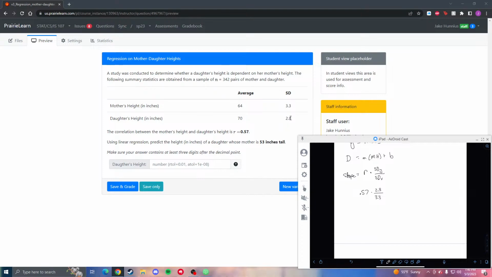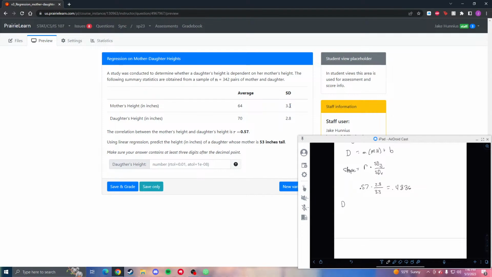And you know it's 2.8 and 3.3 because we're trying to predict the daughter's height. So that's our dependent variable, that's our y variable. And then the same thing with the mother's height, that's our independent variable, so that's going to be our x value. So plugging that in, we get a slope of 0.4836 and a bunch of 3/6s, but that's probably fine for now. And then, so now we have daughter's height is equal to 0.4836 times the mother's height plus our y-intercept.